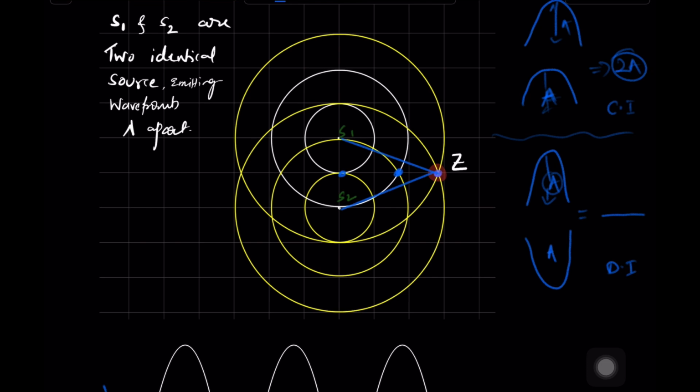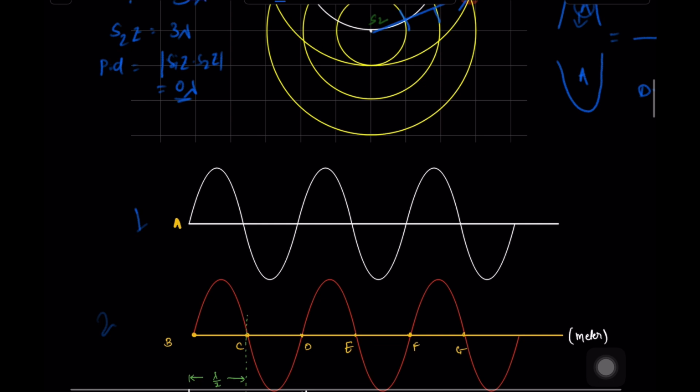The distance from S1 to Z can be covered as 1 wavelength, 2, and then 3 wavelengths. So 3 wavelengths is the distance. Similarly, S2 to Z is also 1 wavelength, 2, and then 3 wavelengths. So the path difference, taking the modulus of S1Z minus S2Z, comes out to be 0 lambda. At such a point, if the path difference is 0 lambda, you will get constructive interference. That means the waves are overlapping like this, as we saw.